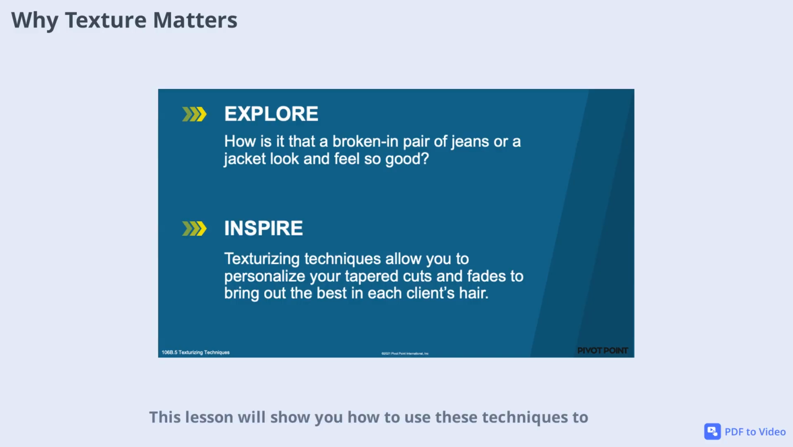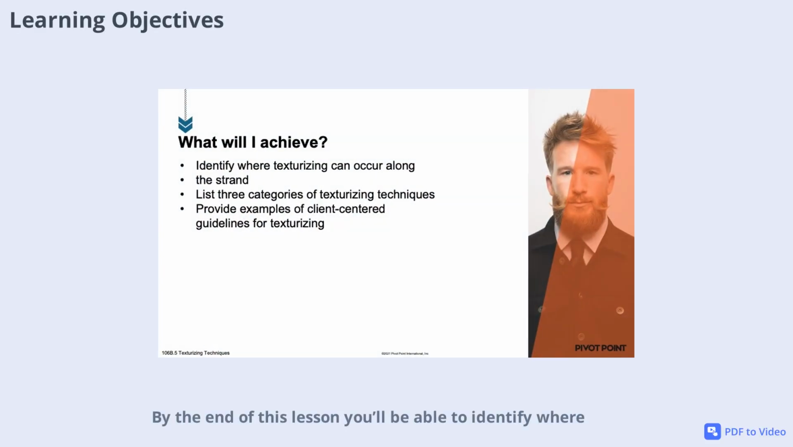This lesson will show you how to use these techniques to create styles that are as unique as the individuals wearing them. By the end of this lesson, you'll be able to identify where texturizing can occur along the hair strand, list the three main categories of texturizing techniques, and provide examples of client-centered guidelines for texturizing. These skills will help you approach every haircut with confidence, knowing exactly how to enhance texture and movement for each client's unique needs.